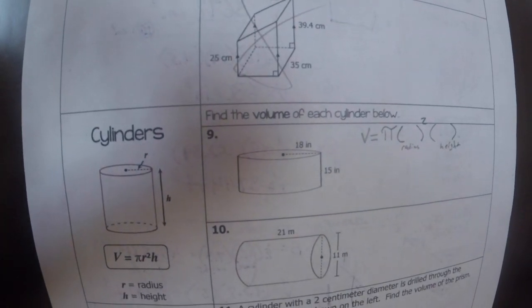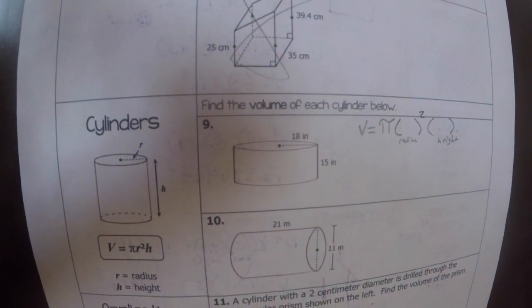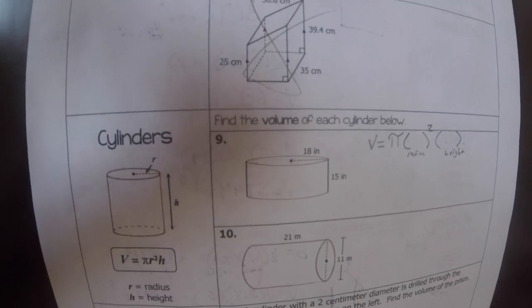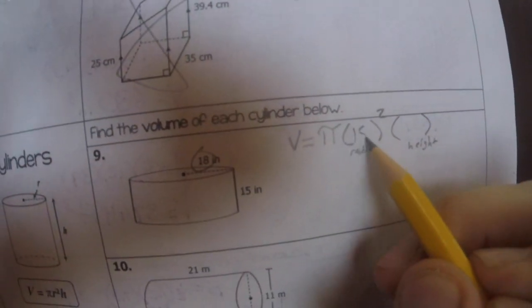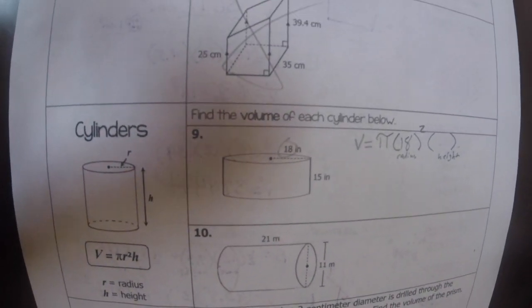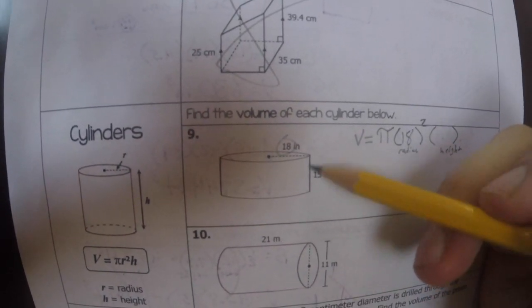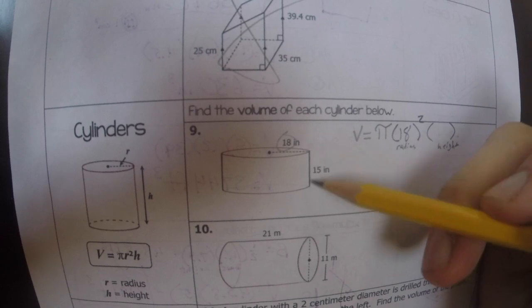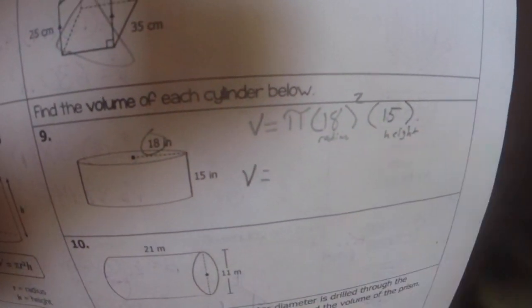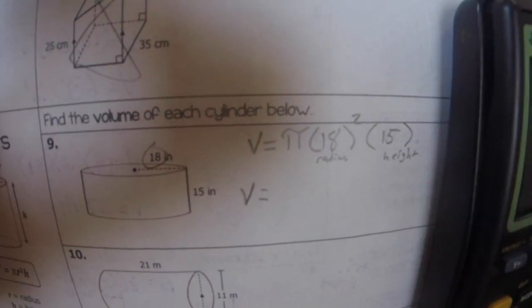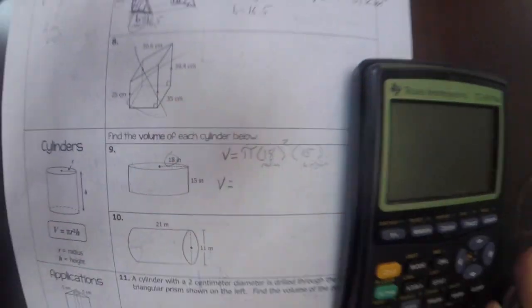Okay, well, what's the radius of this cylinder? Radius is the distance from the center to a point outside the circle. So the radius is 18. What do you think the height is? How much space is in between the two circles in this cylinder? 15. Easy enough, right? So I'm just going to pop it into my calculator exactly as I see it.